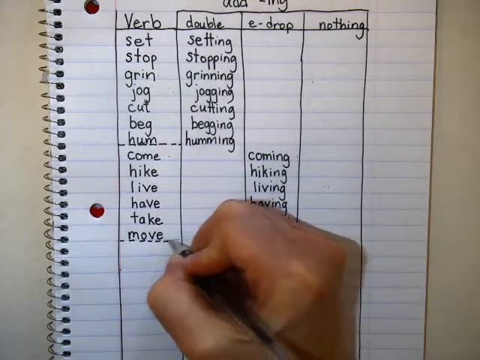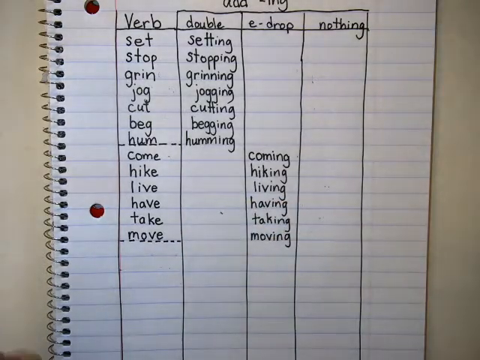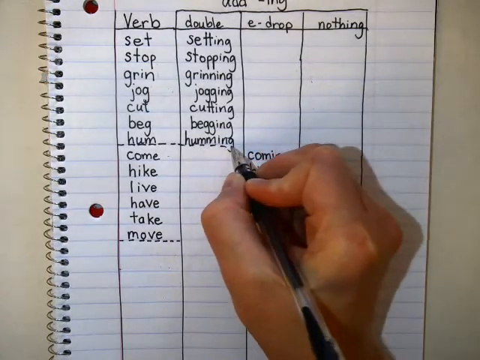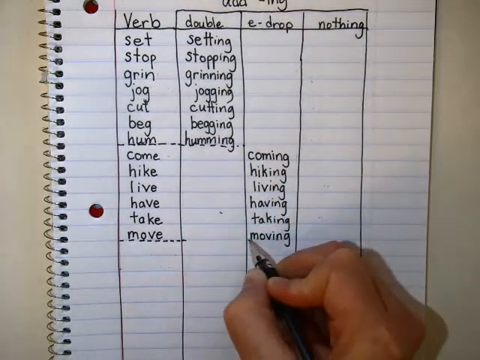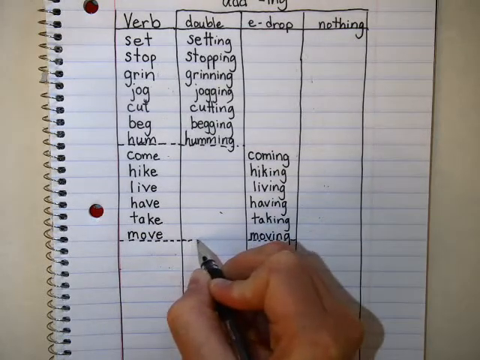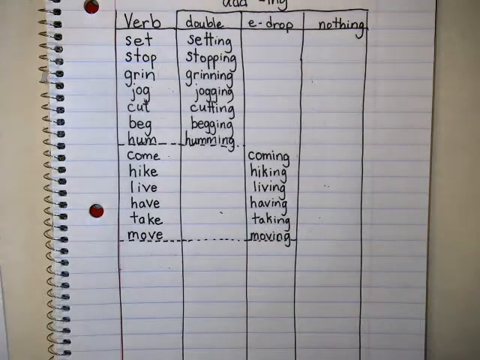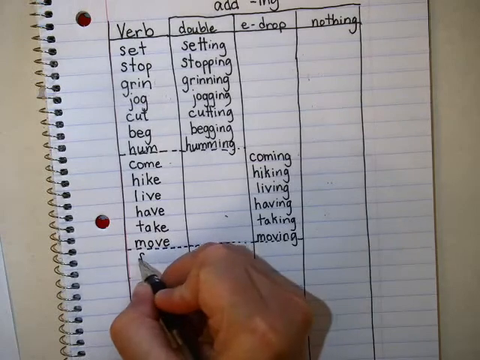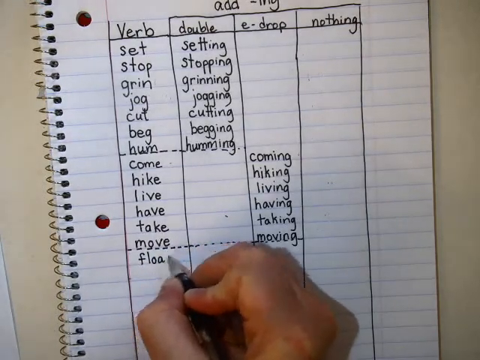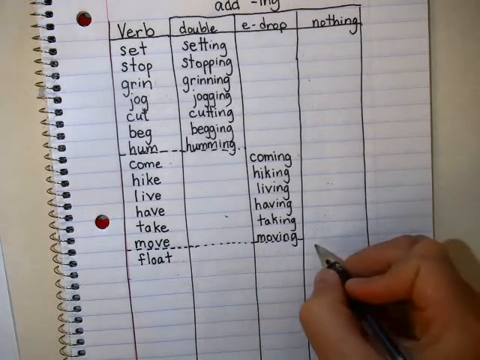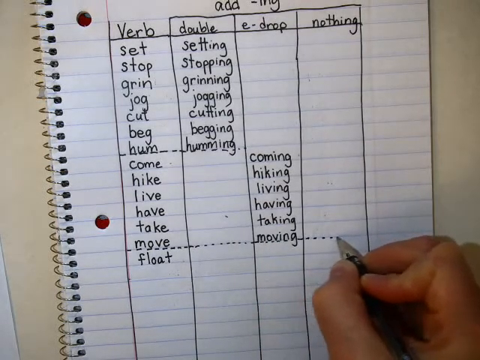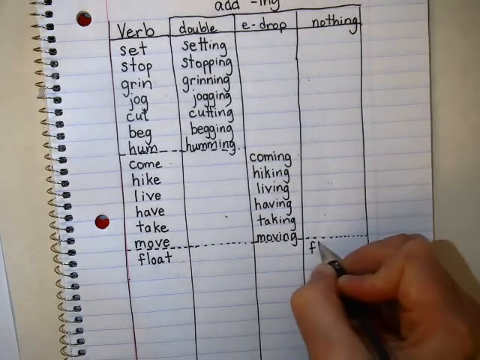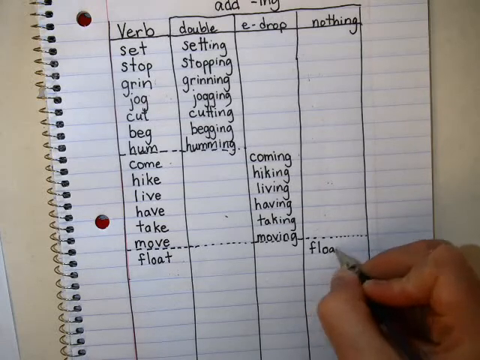Okay, so you see we have a few we have to double, a few we have to drop the E off. Now these next ones you should be pretty good to go if you just add an ing to them. Okay, so if you just add an ing to these next ones here. So let's see if it works. The word is float. Okay, the verb is float, F-L-O-A-T. We're just going to add an ing to that. We don't have to do anything to it at all. Nothing special. That's what this nothing means. It means nothing special. Okay? Float goes to floating.